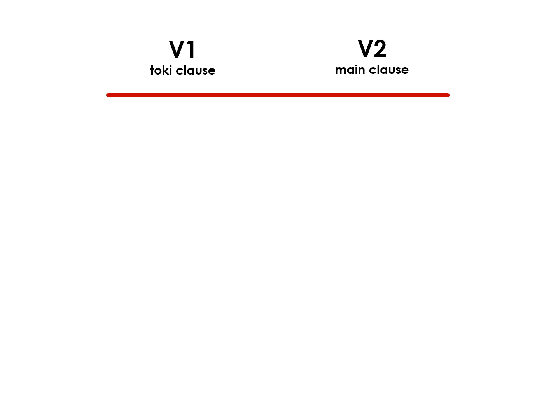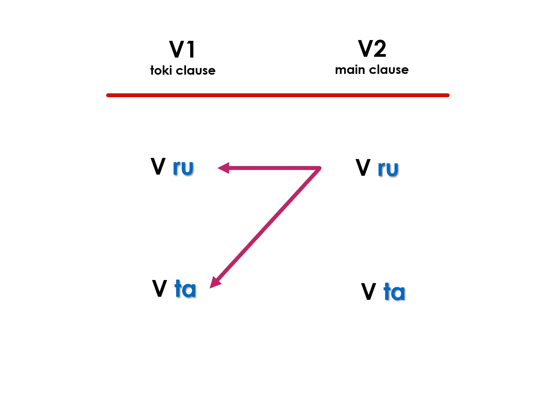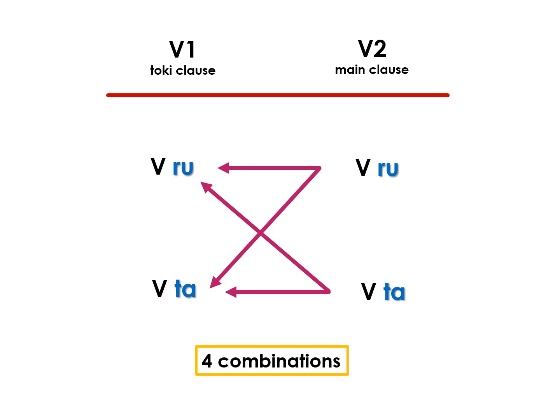The first verb or V1 in the toki clause can come in the ru form and also in the ta form. And the verb in the main clause or V2 can also come in the non-past tense or past tense. The tense of the whole sentence is decided by the tense in the main clause or V2. You can have non-past sentences with either a ru form or a ta form in its toki clause. And you can also have sentences in the past tense having either a ru form or ta form in its toki clause. This results in 4 combinations. For each one, the meaning would be different.